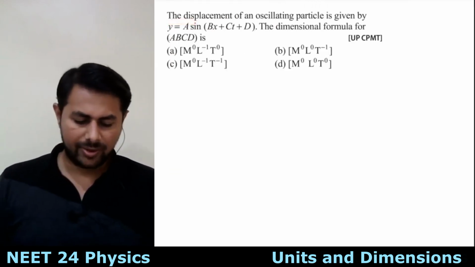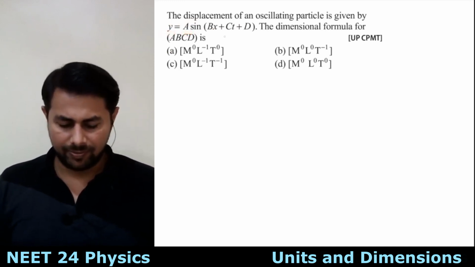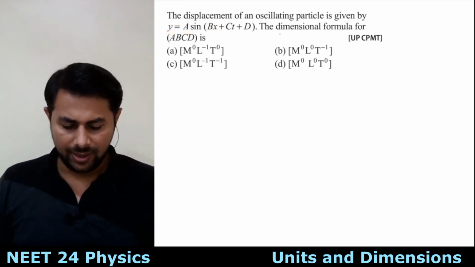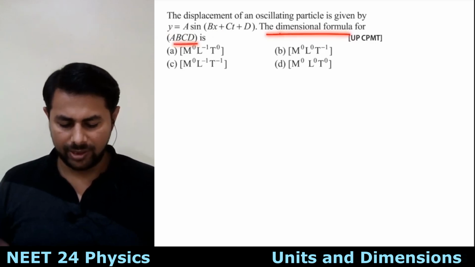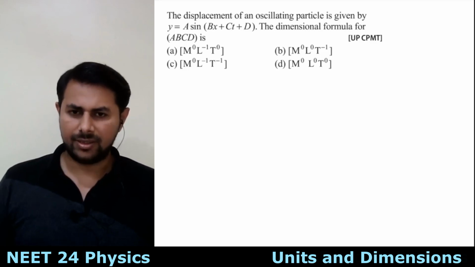Displacement of an oscillating particle is given by y is equal to a sine of (bx + ct + d). The dimensional formula for ABCD is, tell me. The dimensional formula for ABCD is.